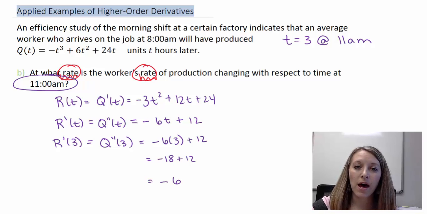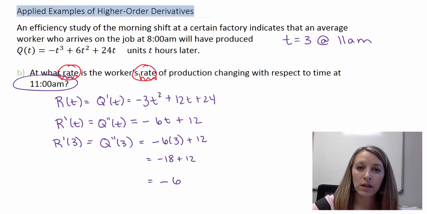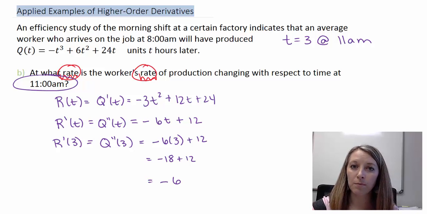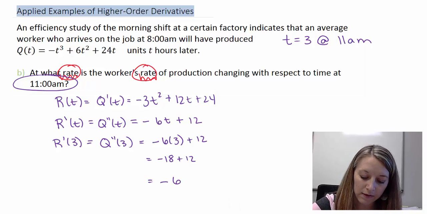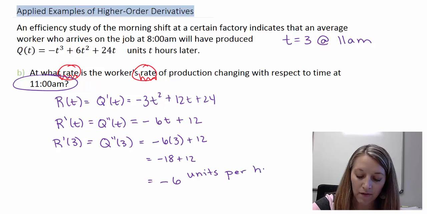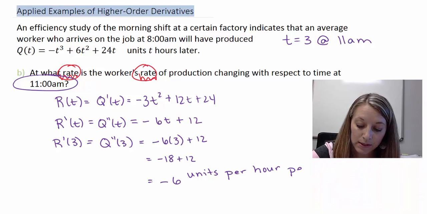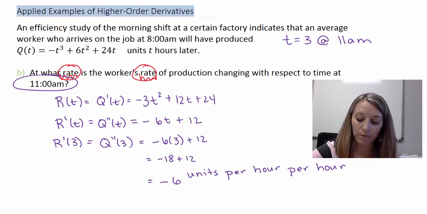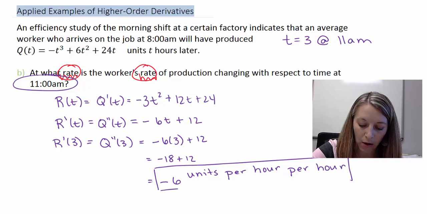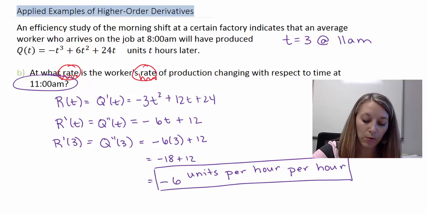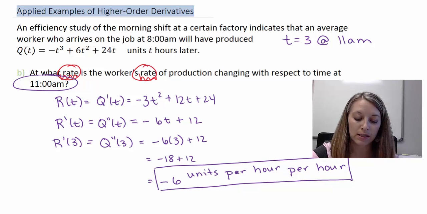So we can do the math behind it, but what does that actually mean? Well, since we did a rate of a rate, instead of something per something, we're going to have two pers here. Something per something per something. My first thing that we're talking about here never changes. This is negative 6 units. But then this is per my time allotment of hour. And then again, per the same thing, per my time allotment of hour. So my official answer here is negative 6 units per hour per hour. That's what's happening to my worker's rate of production with respect to time at 11.